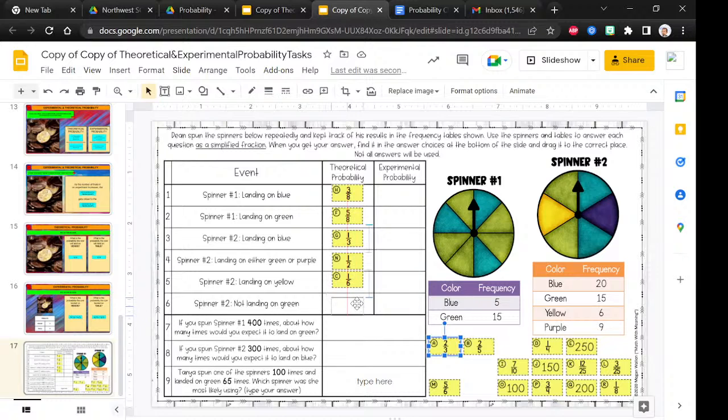Okay, now we've got to do experimental probability. So that's where we look at this little table below. We see that there were 20 spins. And so out of those 20 spins, 5 of them were blue. 5 out of 20, though, is 1/4.